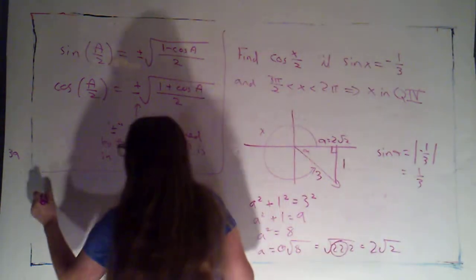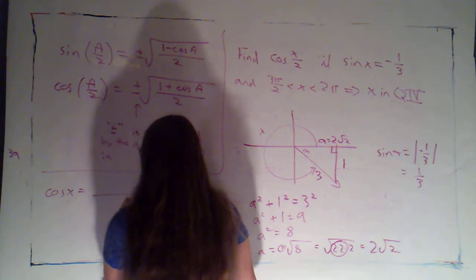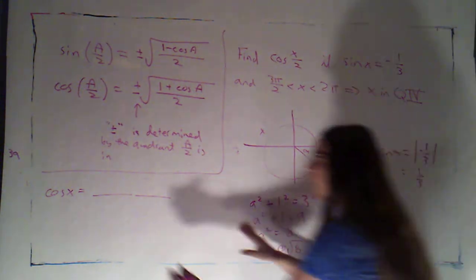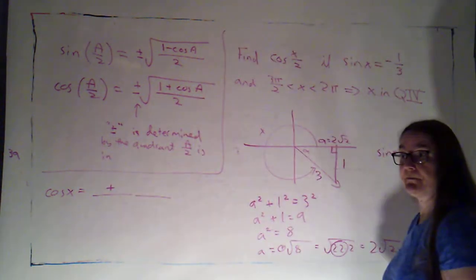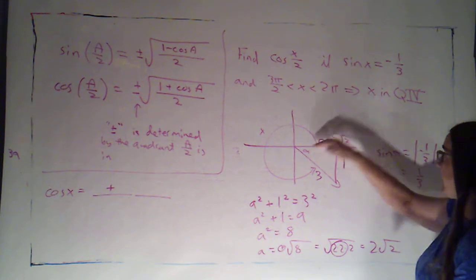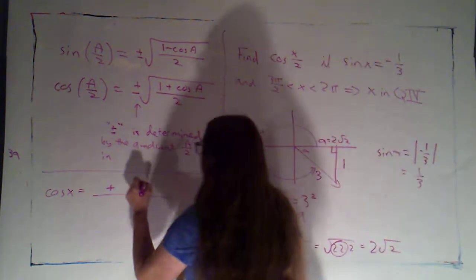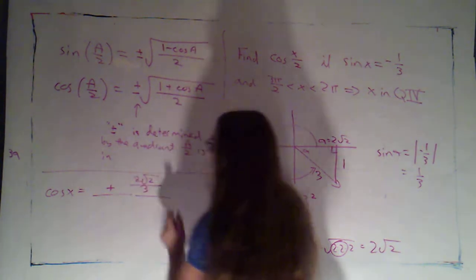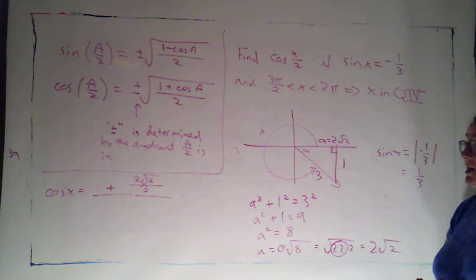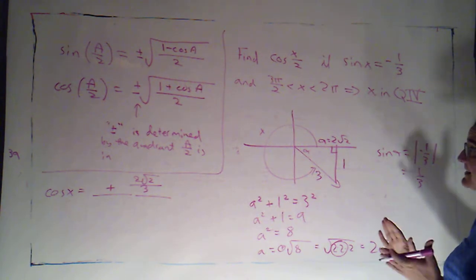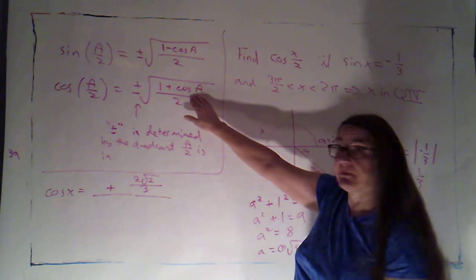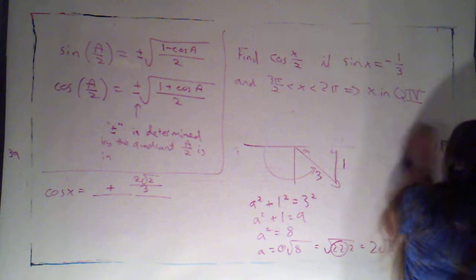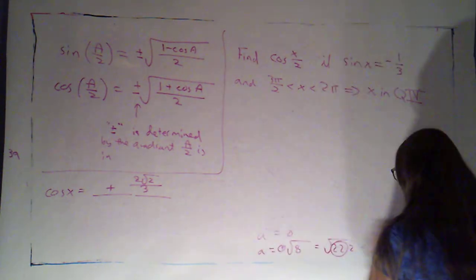Now cosine of x is going to be a two-step process. Since x is in quadrant 4, I know that cosine will be positive. Then I just take adjacent over hypotenuse, so that's 2 root 2 over 3. There's my cosine of x. That's the information I'm going to need to plug into this formula. Okay, now we're ready to use the half angle formula.